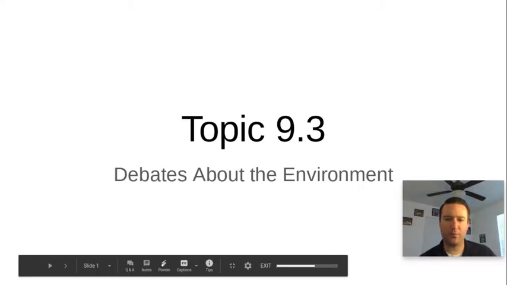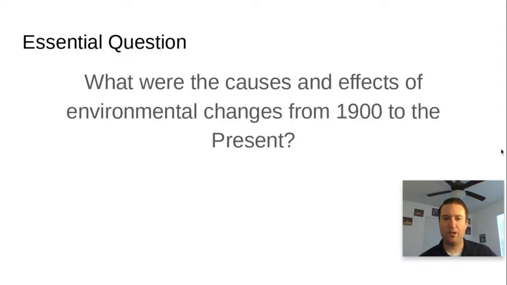This is topic 9.3, debates about the environment. So, what were the causes and effects of the changes of 1900 to the present? That will be our central question today. As we're going through this, make sure you're picking up the ideas of what the causes of environmental changes happening during this period were, and then what were some of the effects as well.